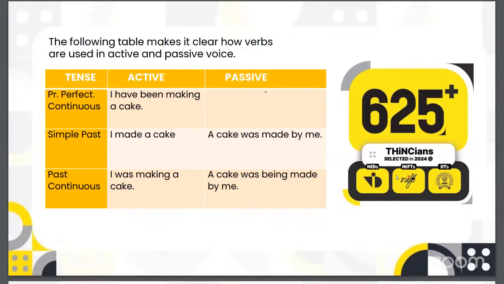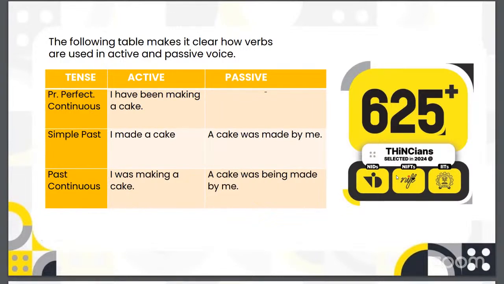Now, present perfect continuous. Present perfect continuous is an action which started in the past and is continuing even now. It is not over. Action which started in the past and is still continuing is present perfect continuous. So I have been making a cake. So I have been making a cake for the last 1 hour, you can say. So the action started 1 hour back and is still continuing. So that is present perfect continuous. So I have been making a cake. Now present perfect continuous can never be changed into passive voice. You don't have the passive voice of present perfect continuous.